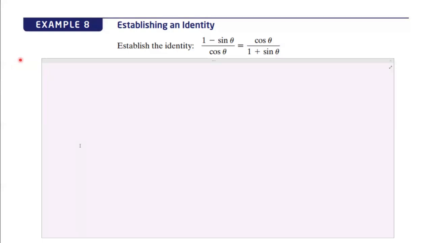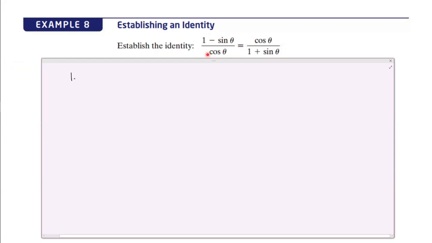Okay, on this example, I'm going to take this left side to the right-hand side, and I can see that I want somehow a 1 plus sine theta in the denominator. So that's what I'm going to introduce here and try and create the denominator. So I've got 1 minus sine theta over cosine theta. And I'm going to multiply that by 1 plus sine theta over 1 plus sine theta.